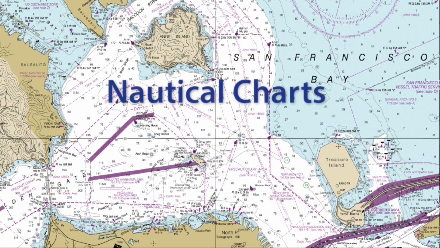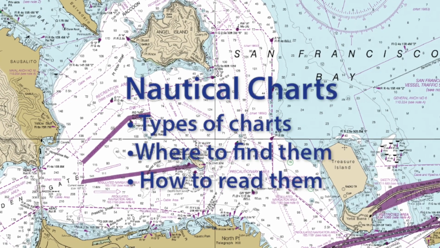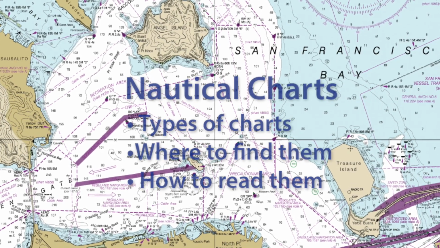Let's talk charts. A nautical chart is basically a street map for boaters. We'll look at types of charts, how to find them, and how to read them.